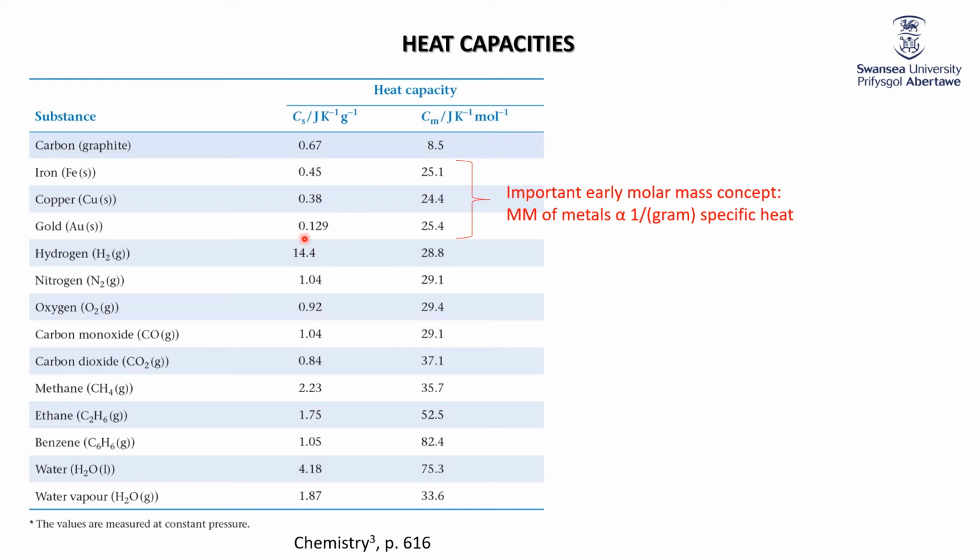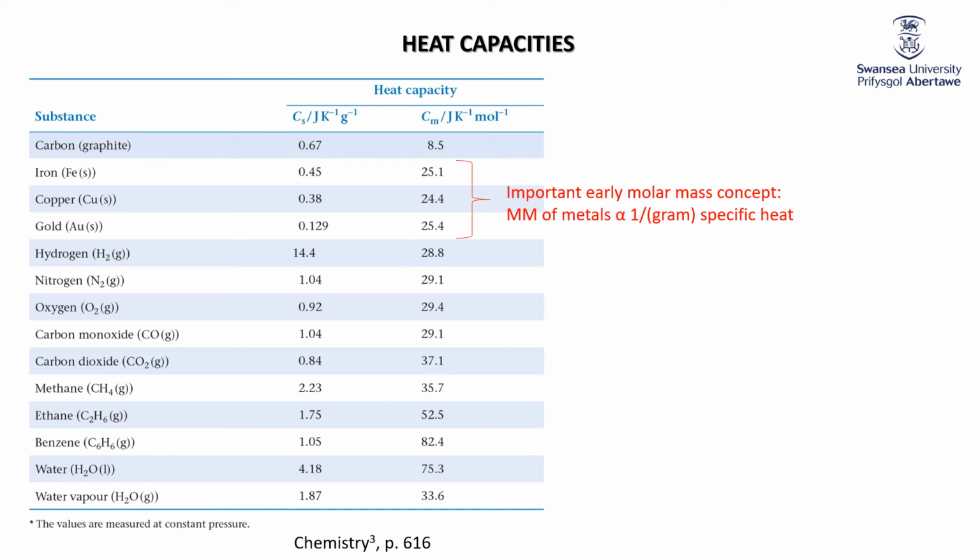However, if we multiply these specific heats by the molar masses to get the molar heat capacity, we get very, very similar numbers. In other words, at a very rough estimate, the specific heat and the molar mass are inversely proportional, because when you multiply them together, you get a constant. And this idea was used particularly by a chap called Cannizzaro in the 1820s and 1830s to get a measure of the molar mass of metals. A very important way in which early molar masses, particularly of metals, were derived.